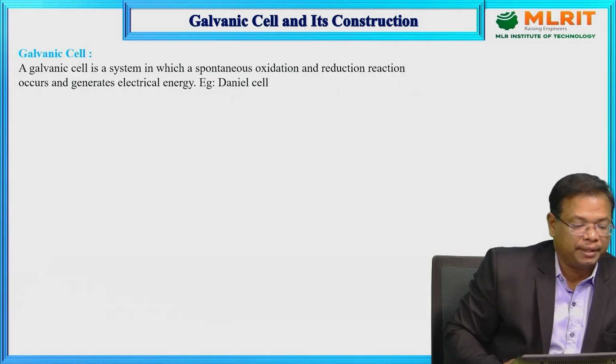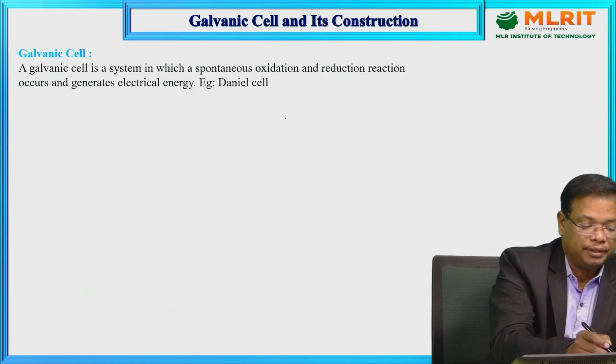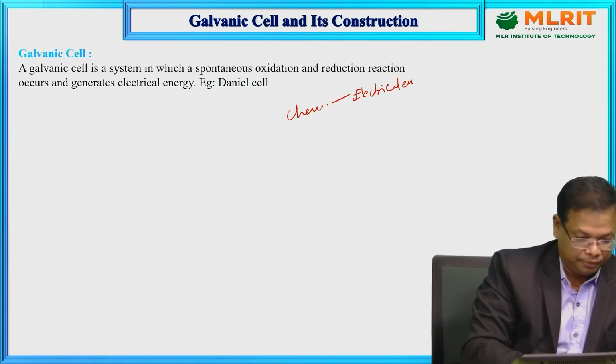So, the main function of the galvanic cell is to convert chemical energy into electrical energy. Chemical energy into electrical energy. Very simple to remember.